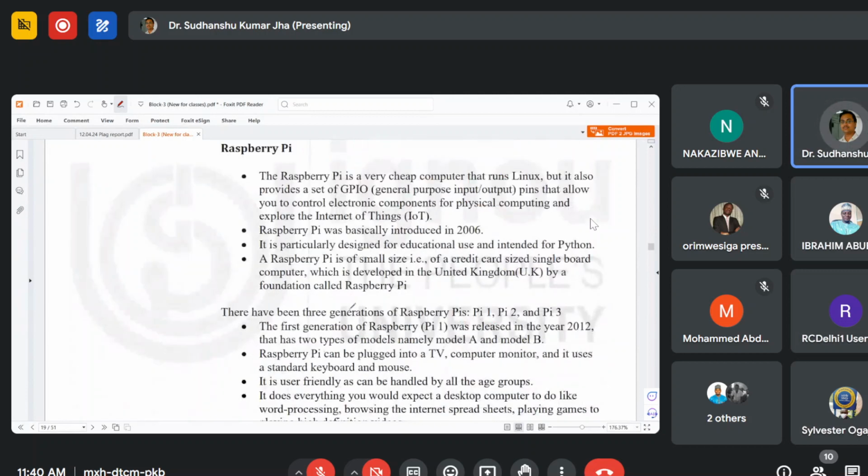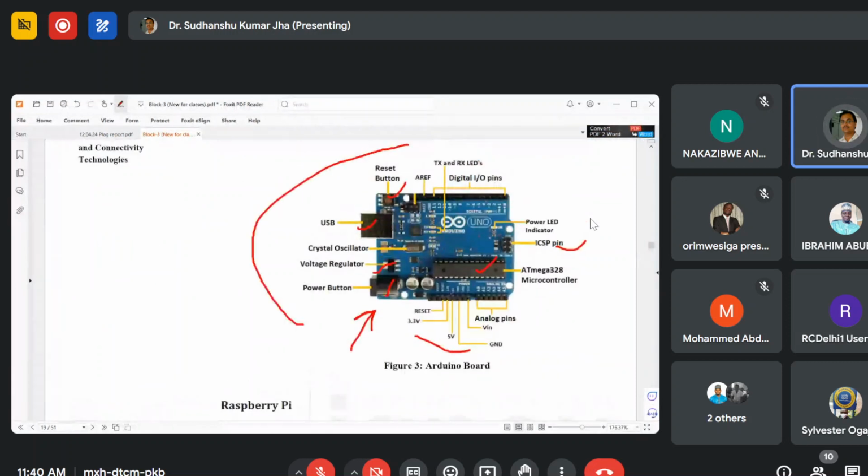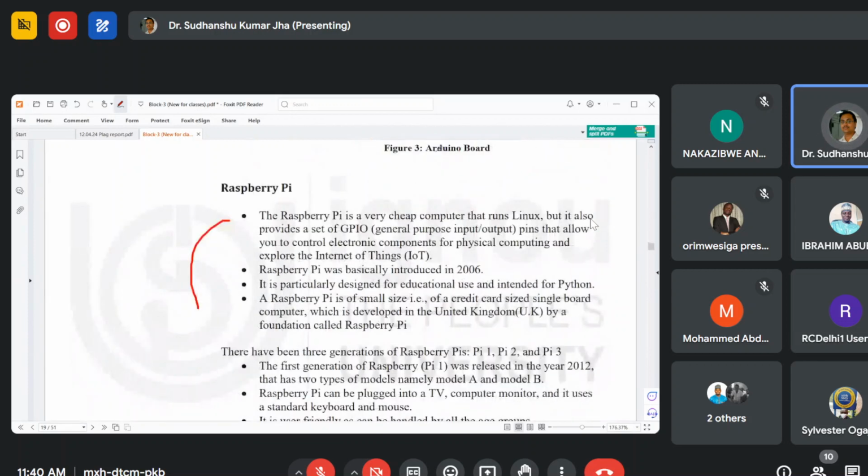Similarly, the other alternative is the Raspberry Pi. In order to work with the Arduino board, you must have a clear idea about its components, their functionality, and their assembly. If you are not very familiar with electronic components, then you may go with the Raspberry Pi. Raspberry Pi is a very cheap computer that runs.